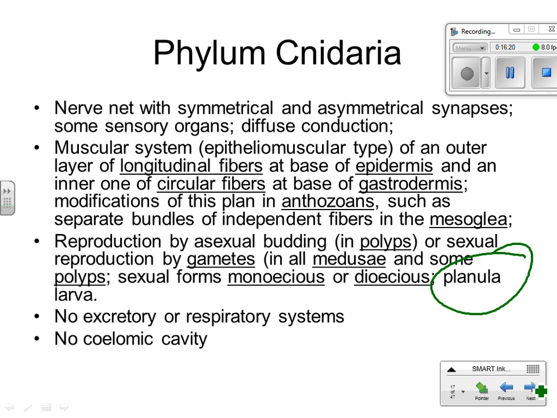Since they don't have organs, it means they don't have systems either. So no excretory system, no respiratory system. How do they get rid of waste? They get oxygen. Plain old diffusion. Diffusion and osmosis. And since they don't have any organs, they also don't need a coelom. Well, they're not a protostome or a deuterostome. The coelomates, the things with the body cavity, get divided into protostomes and deuterostomes. They're neither one.